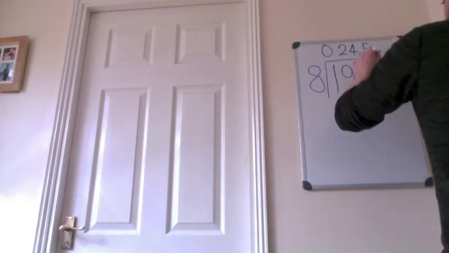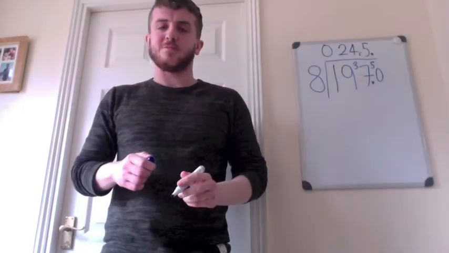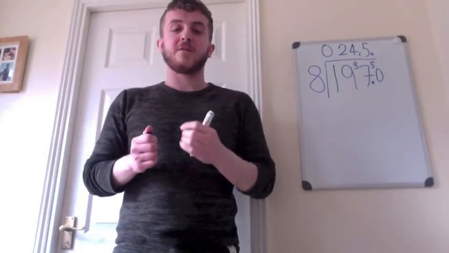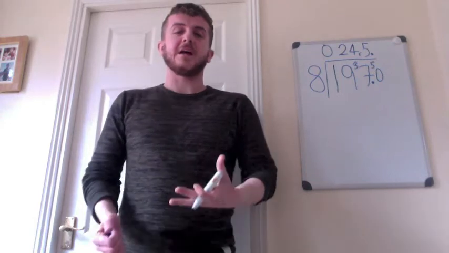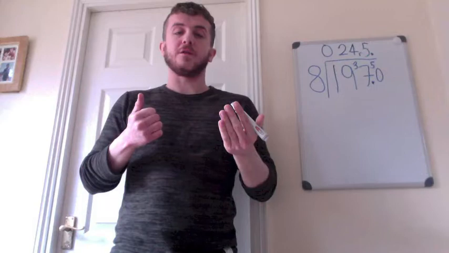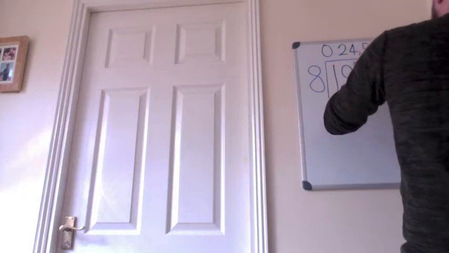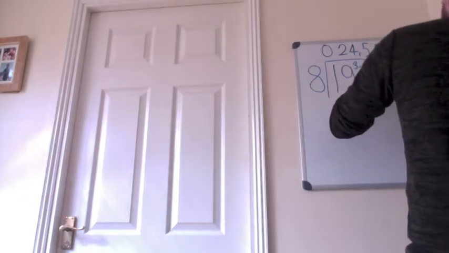Okay, so remember my remainder is 5. I put it just before the 0, just after the decimal point. So how many 8s go into 50? I know that 6 times 8 is 48, and that's really close. So I'm going to put 6 with a remainder of 2.